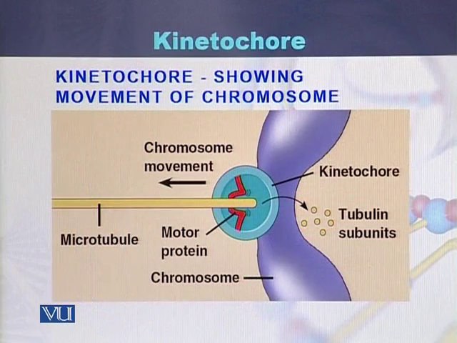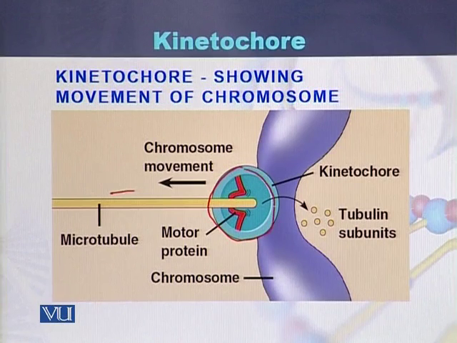Here in this diagram we can see that the chromosomes are moving because they are being pulled by the microtubules. This is the microtubule which is attached at the kinetochore region. This is the kinetochore region, and the microtubule is attached at the kinetochore region of the centromere. Once the microtubule pulls the kinetochore or the centromere region, the chromosome will start to move towards the microtubule.